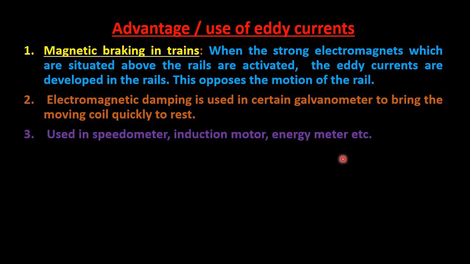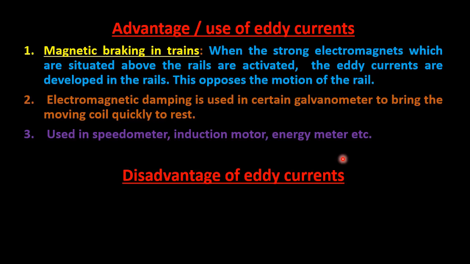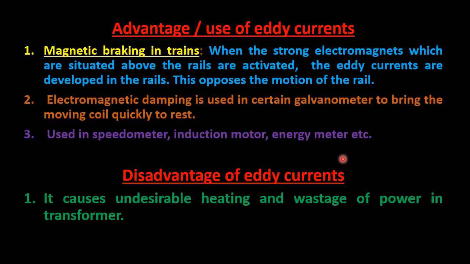The third use of eddy currents is in the speedometer, induction motor, and also in the energy meter. Now the disadvantage of eddy currents. It causes undesirable heating and wastage of power in transformers. Transformers are used to either step up or step down the voltage. In the transformer also, these eddy currents are induced, and according to Joule's law of heating, these eddy currents will cause undesirable heating of the transformer and result in wastage of power.